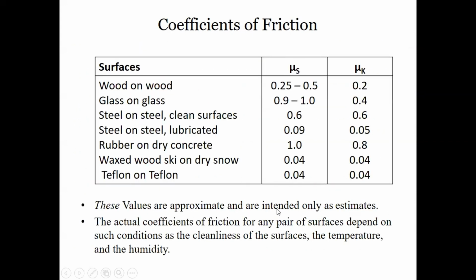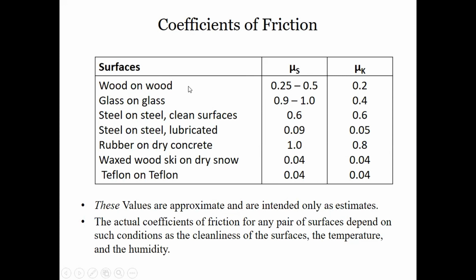It has been determined experimentally that mu s, the coefficient of the static friction, has these values for different surfaces. You can see the coefficient is a fractional value, and its value changes from a very small value such as 0.04 to a very large value as large as 1.